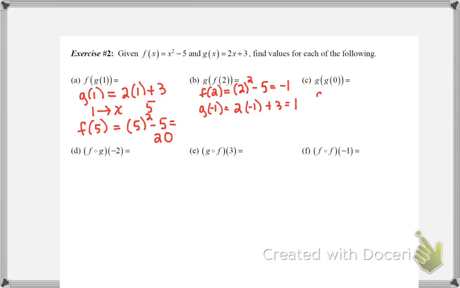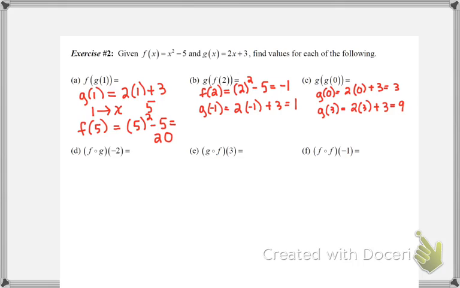Okay, first we do g of 0. 2 times 0 plus 3. It's going to give us 3. And now we do g of 3. So it's 2 times 3 plus 3, and that is going to give us 9.